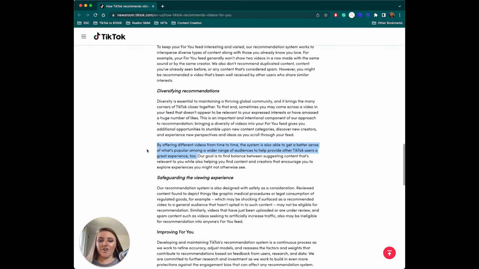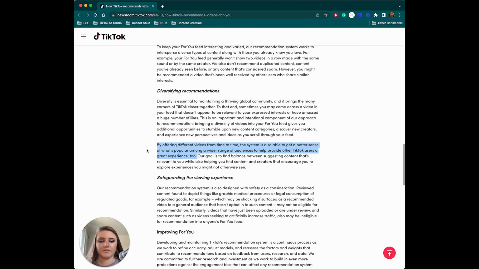TikTok also mentions that by offering different videos from time to time, the system is able to get a better sense of what's popular among a wider range of audiences, to help provide other TikTok users a really good experience as well. So their goal is to find a balance between suggesting content that's relevant to the user, but also helping them find content and creators that might encourage them to explore experiences they might not have seen otherwise.